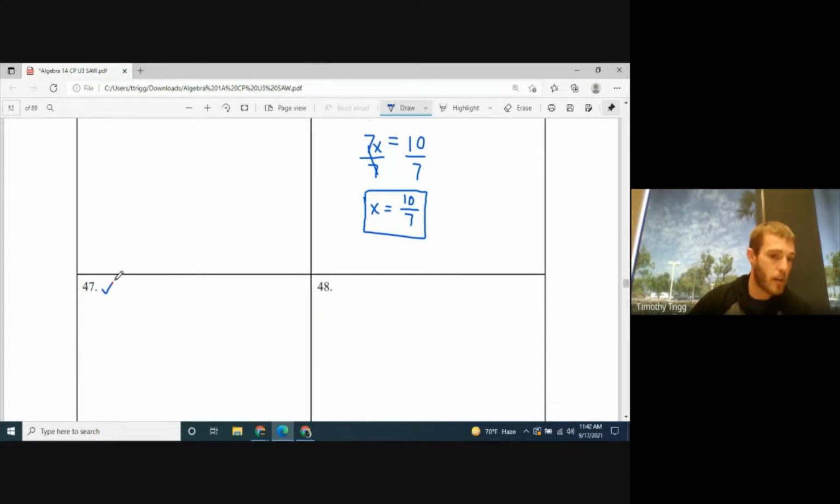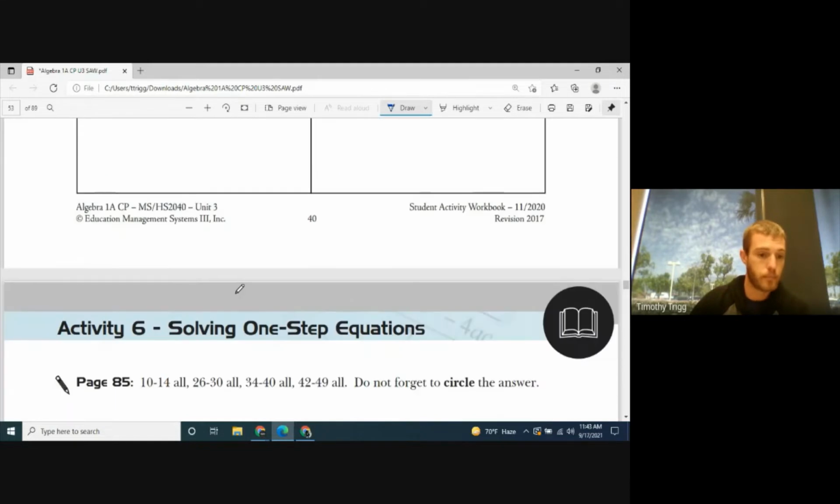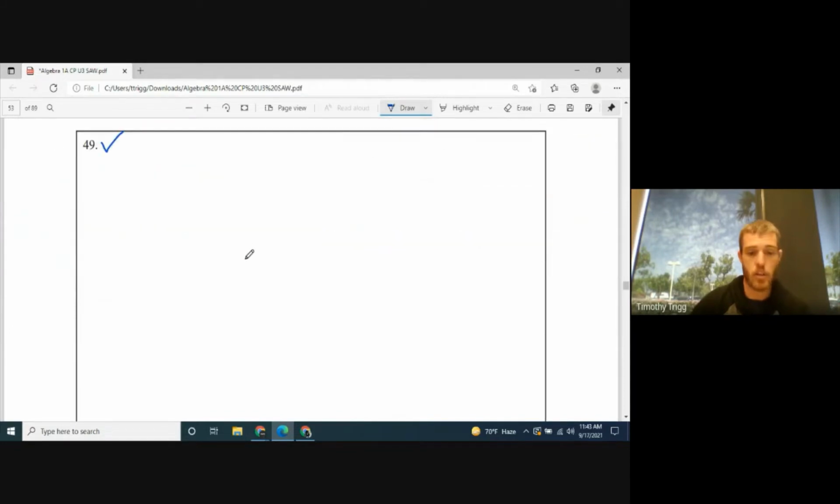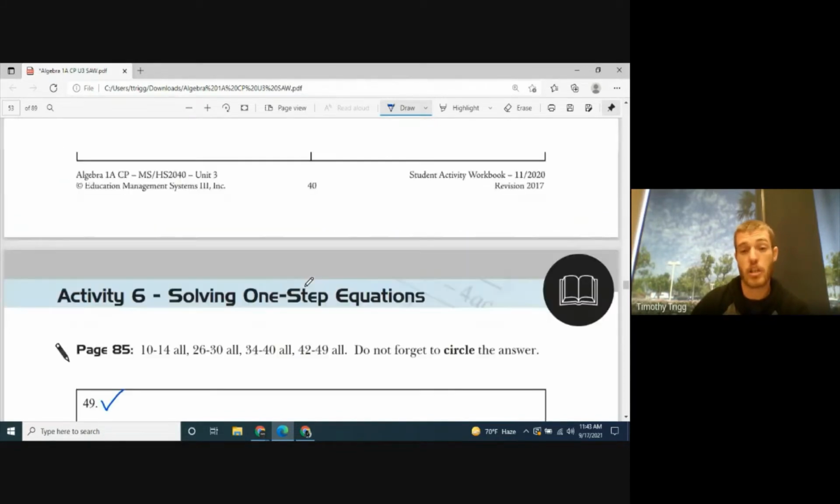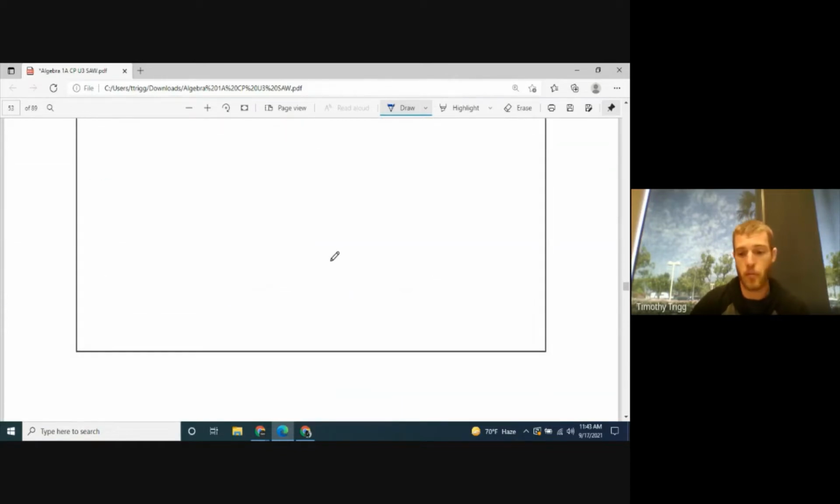Try 47 on your own. Here you'll be multiplying both sides by 9. Try 48 on your own. And 49 on your own. And that's it for this section. So go ahead and finish the rest of these in the section. If you need to pause the video and work on those, please do so before going on to the next section.